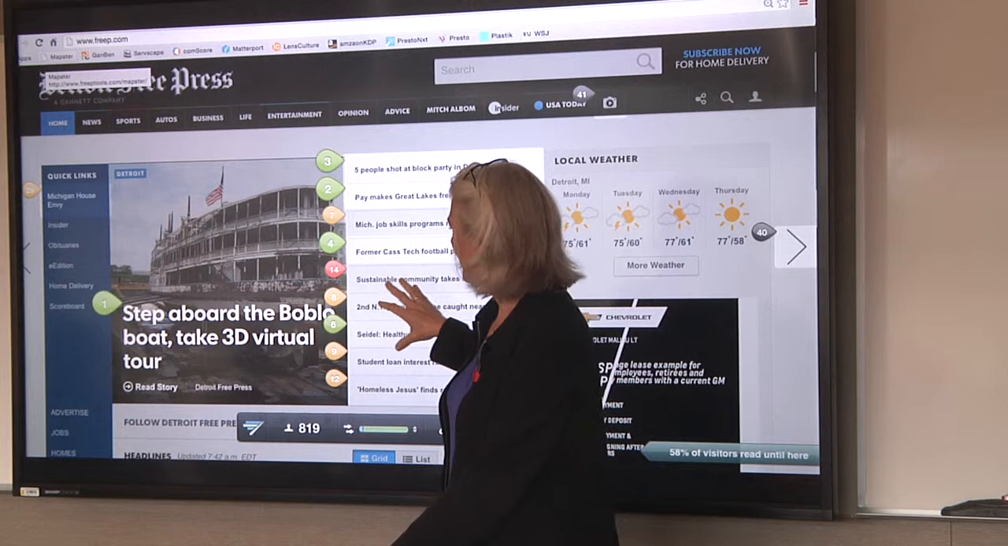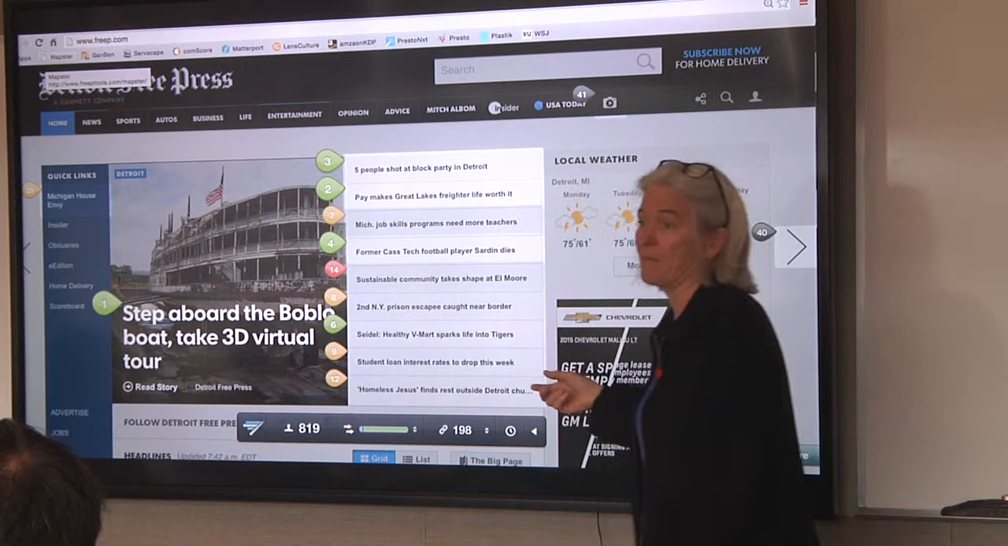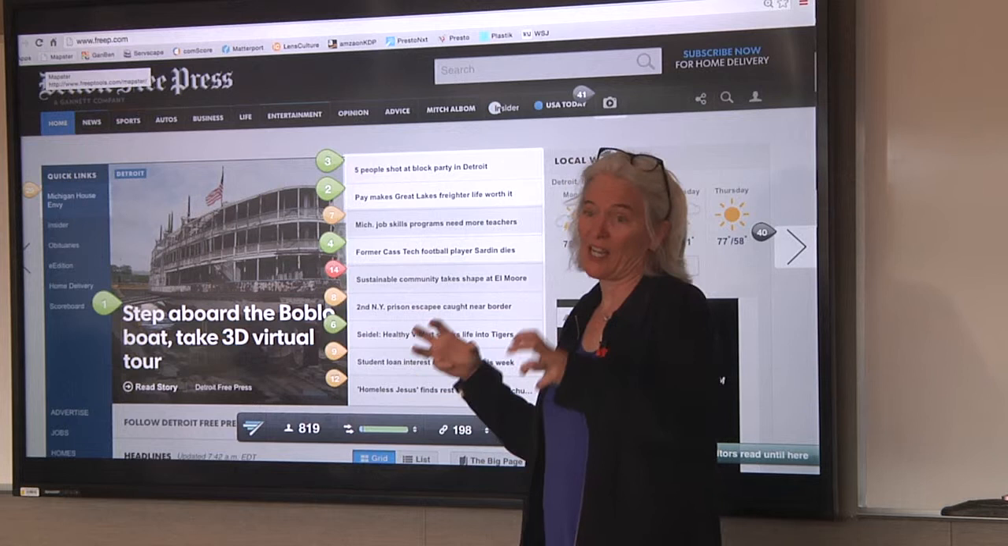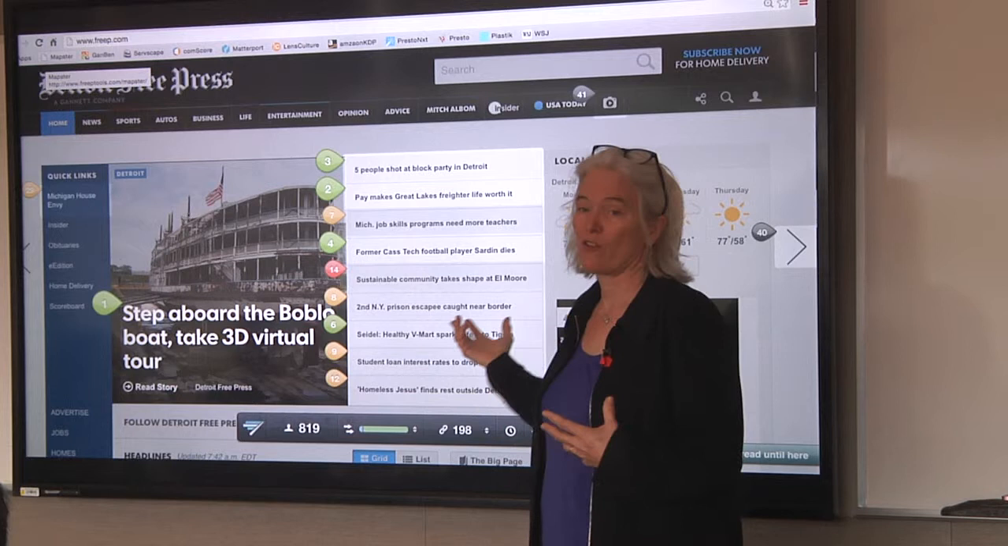They now have A/B testing for headlines, and they now have A/B testing for photos. You don't have to have a content management system that does that. So if you are a Chartbeat subscriber, that is another thing that you can get.